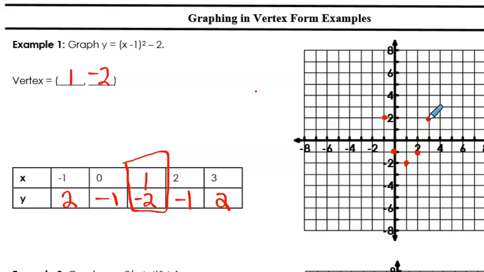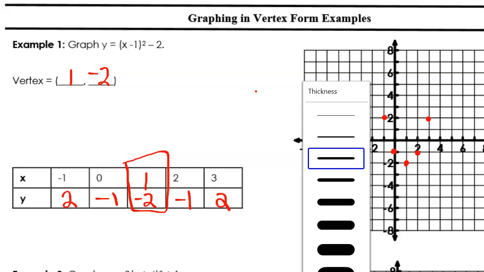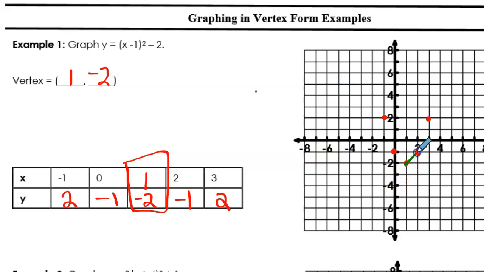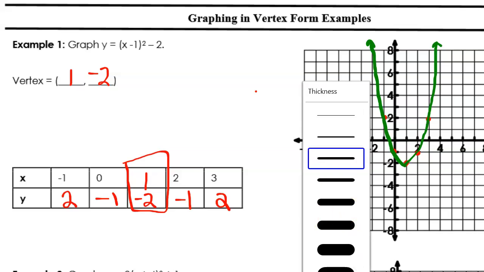And notice how this is symmetrical. I'm going to try and draw it here. Let me see if I can draw it with the green line. It would look something like this, okay? Something like this and something like this. And there we have it. See how it is symmetrical on both sides?